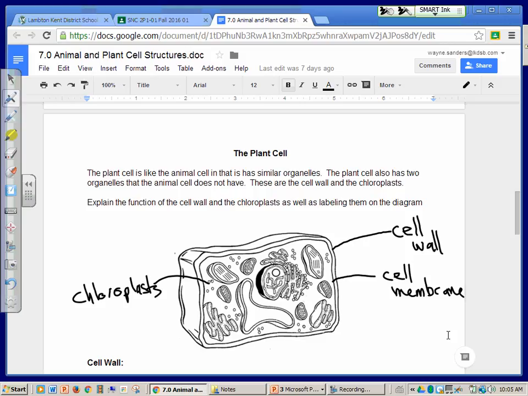Now, this picture has the other ones. You see this big one in the middle, this big sac? What do you think that big one in the middle is called? We've already heard the name. What's the sac? What's that? You said it.